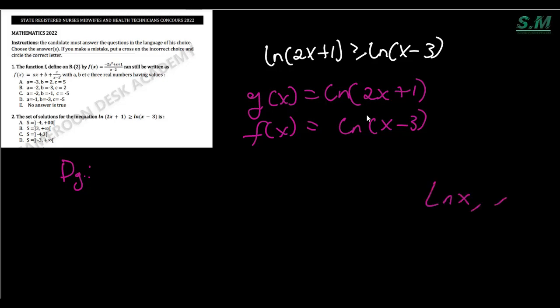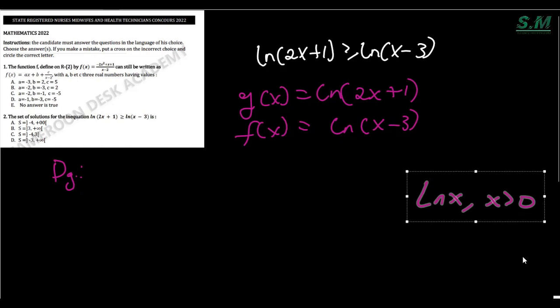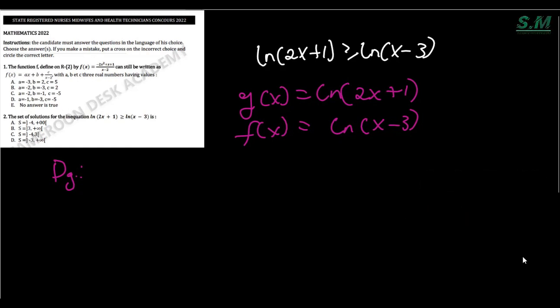For this function to be defined, x should be strictly positive, so we have to have that in mind. So in order for us to define the domain of our function g, we are definitely going to have to say that 2x plus 1 should be strictly positive. So this means x should be strictly greater than negative a half.